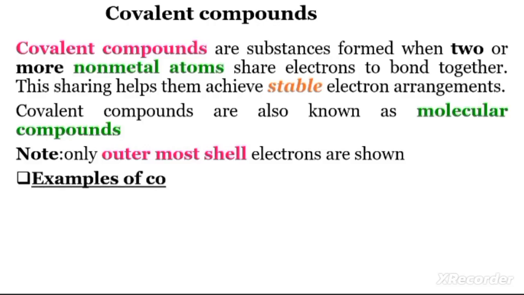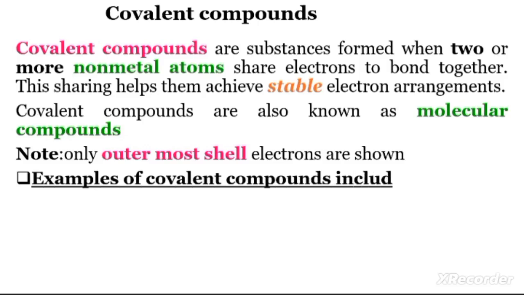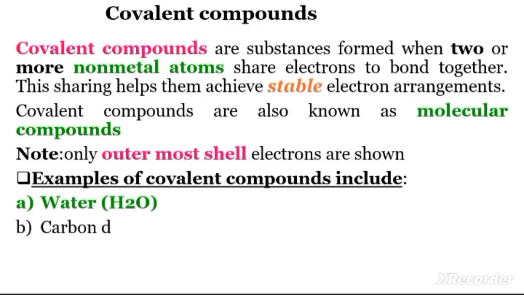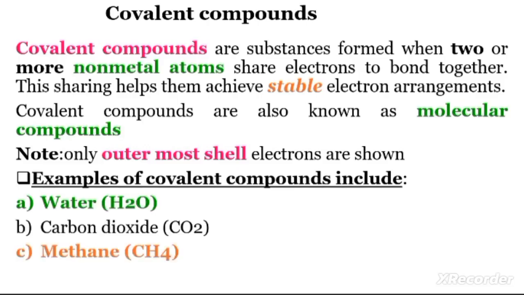We have examples of covalent compounds here. Number one, we have water, H2O. Hydrogen and oxygen are non-metals. We also have carbon dioxide, CO2. Carbon and oxygen are both non-metals. We also have methane, CH4. Carbon and hydrogen are non-metals. We also have ammonia, NH3. Nitrogen and hydrogen are non-metals. So these four compounds are examples of covalent compounds.